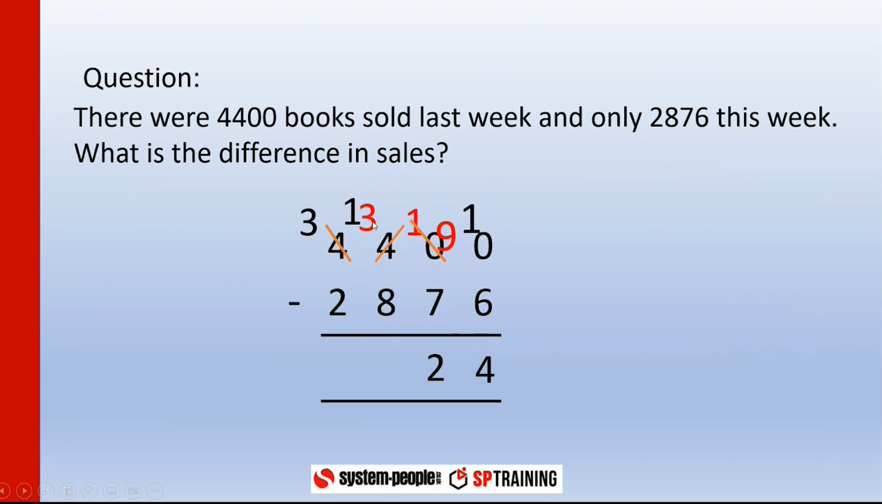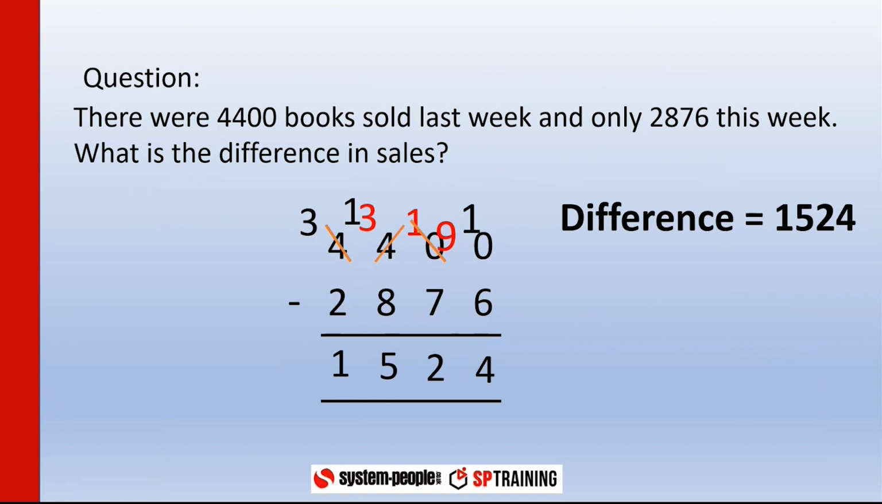So now we have 13 take away 8, which is 5. And then our thousands, we've got 3 take away 2, which is 1. So the difference in the sales we find is 1,524.